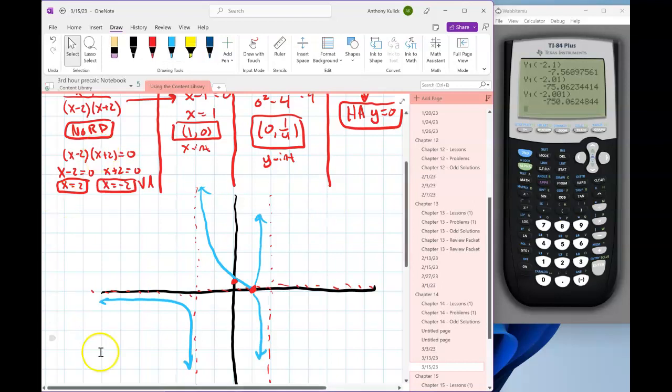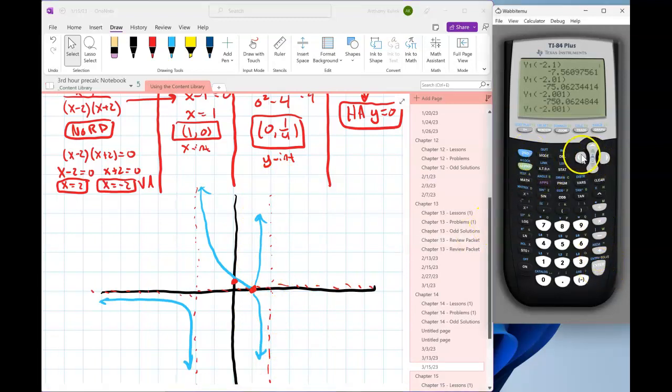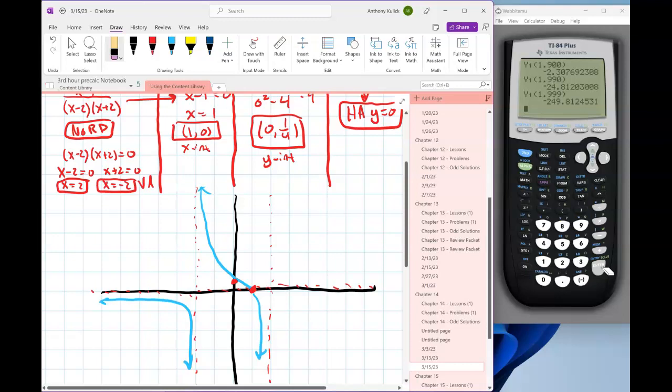So I'm going to do the same thing. I'm going to plug in some values that are getting closer and closer to 2, the location of that x-intercept, or that vertical asymptote, but still less than 2 the whole time. So about 1.9, and then 1.99, and 1.999, and we're headed down. So I know I want that piece.